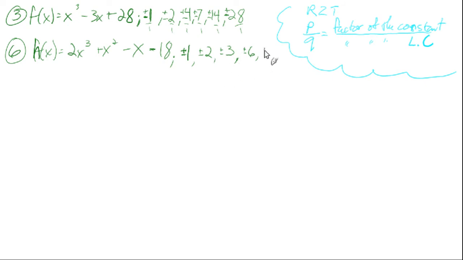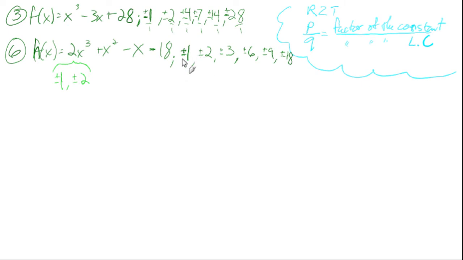2 and 9. And 1 and 18. So those are all the factors of the constant. Okay. And all the factors of the leading coefficient. Let's just make that quick little list here. You got plus or minus 1 and plus or minus 2.